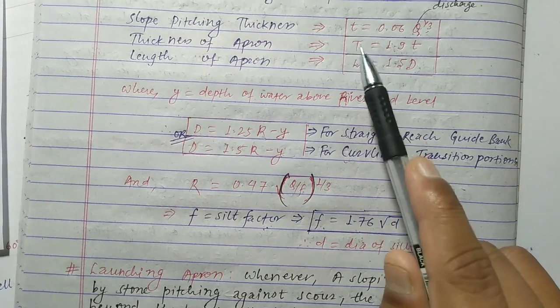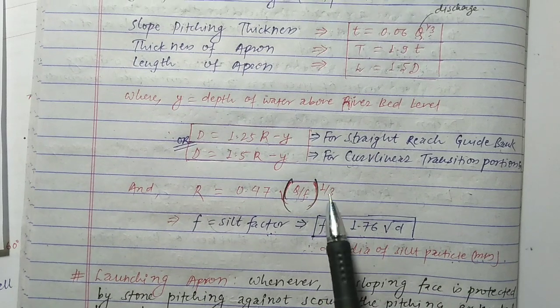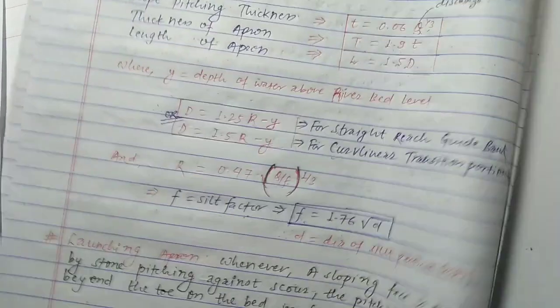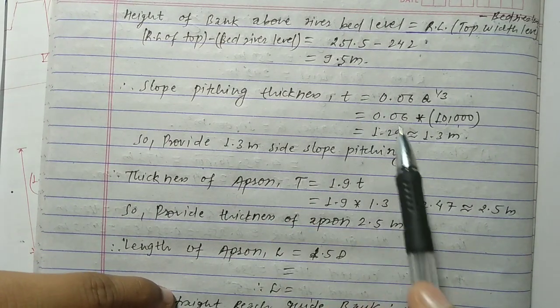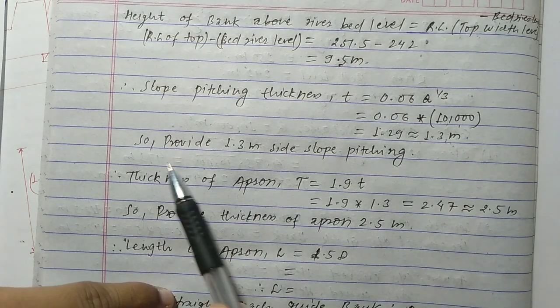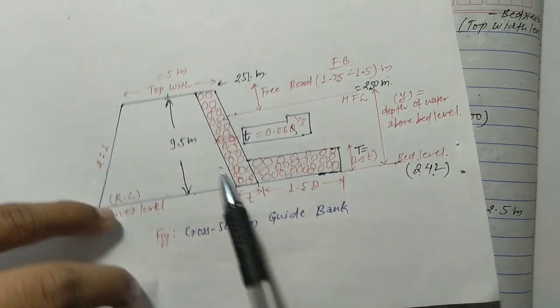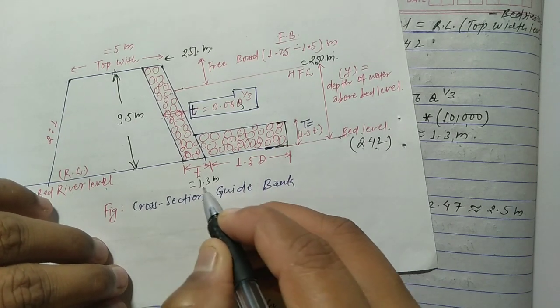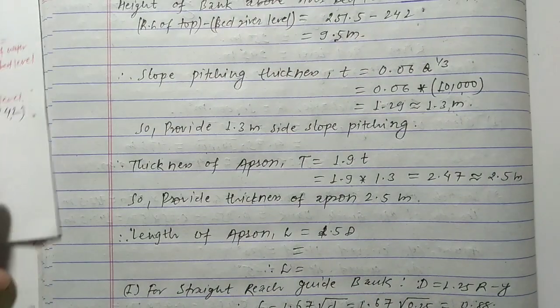Okay, value of small t, capital T and L, as discussed previously, we have to calculate all these parameters. So for this we use discharge equal to 10,000 and the slope pitching thickness, that is the value of small t, becomes 1.3 meter. So we have to provide 1.3 meter side slope pitching. Okay, so this thickness t equal to 1.3 meter. So you have to show this value in the figure. Okay, this is very important.